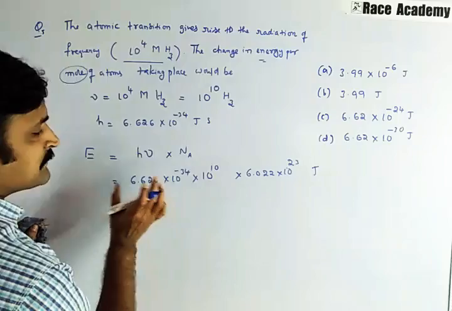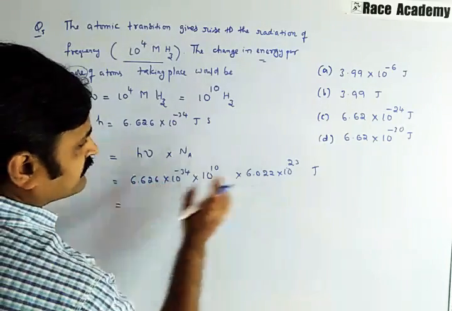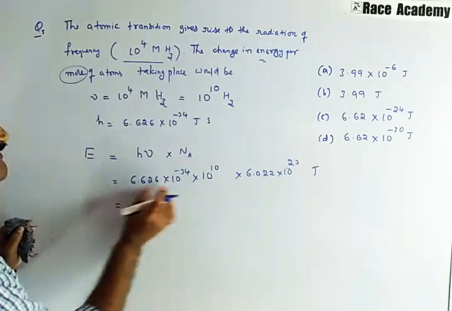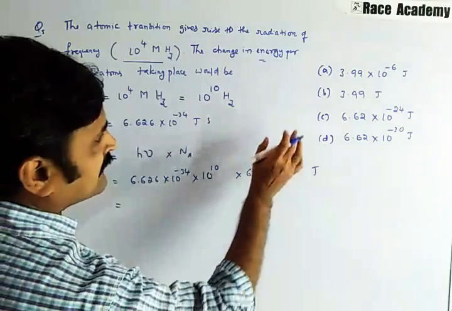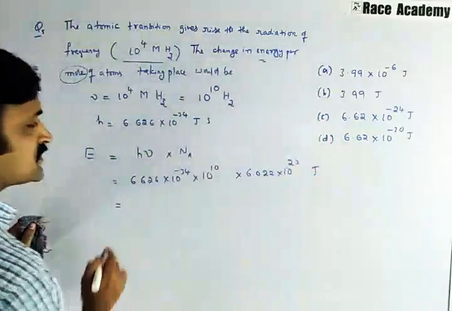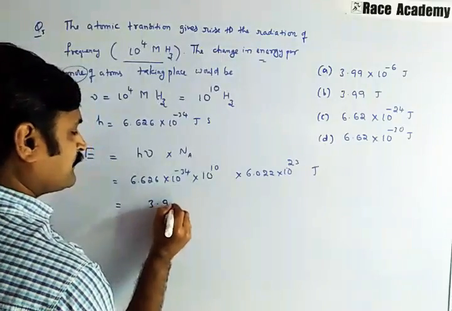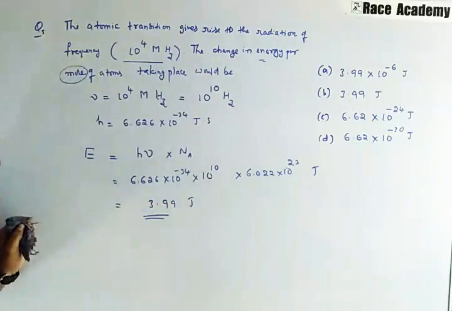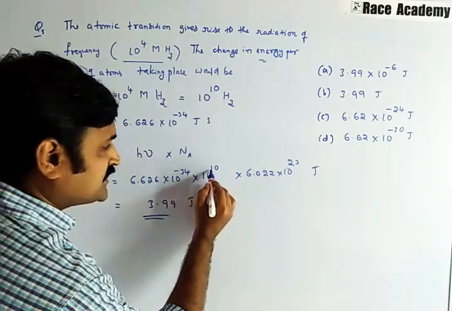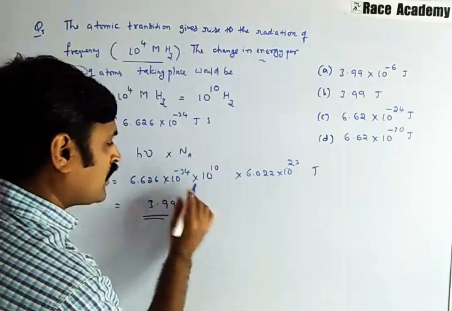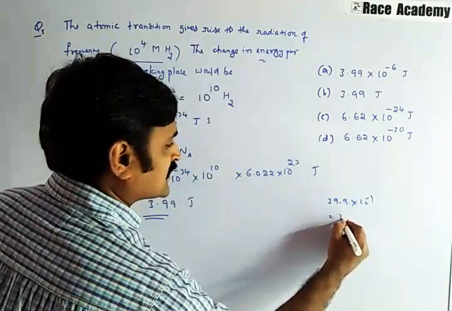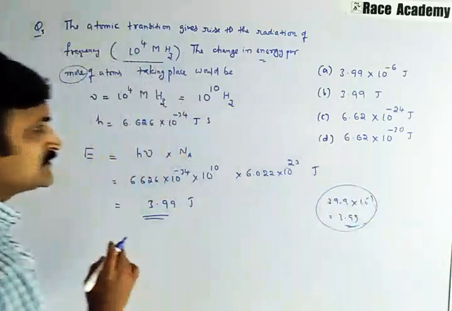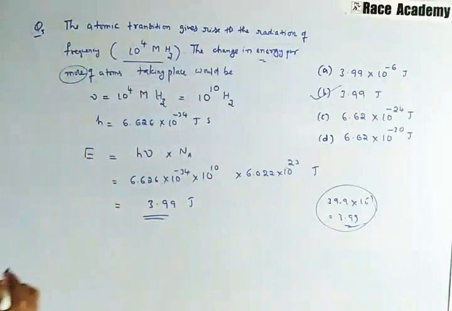As you all know, in this multiplication, if you take the complete simplification, 6 into 6, how much? 6 6s are 36. Close to this, we have 39 in the options. So it is nothing but 3.99 joules. Why? Because this is 33, so 10 power minus 1 means 39.9 into 10 power minus 1 is nothing but 3.99. So our right option for the question is the second option.